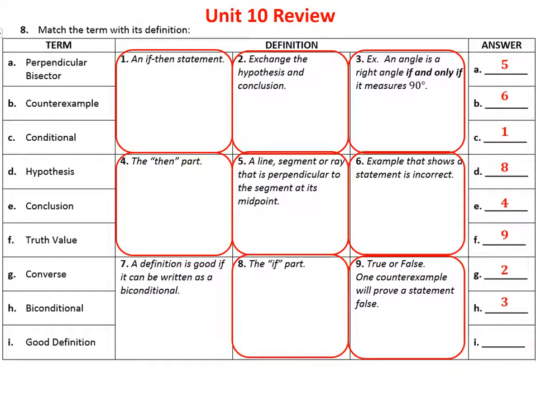And then what's a good definition? Well, there are many things, but being precise is one of the critical things, and being reversible, or we can write it as a biconditional, and that's what's given here. A definition is good if it can be written as a biconditional. So for I, we're going to put down 7.